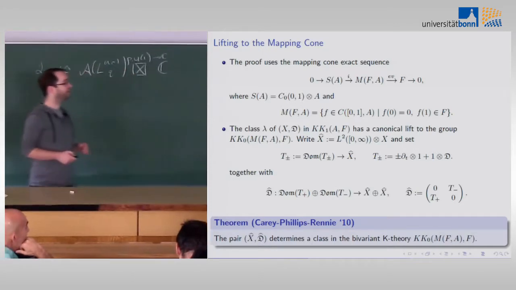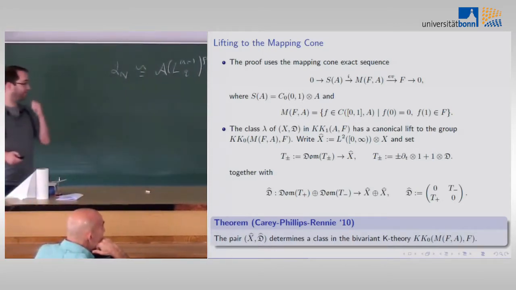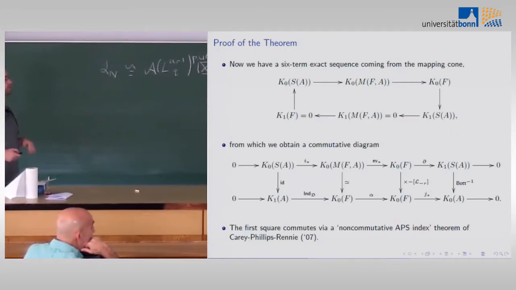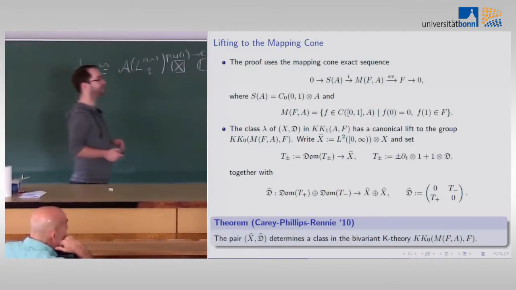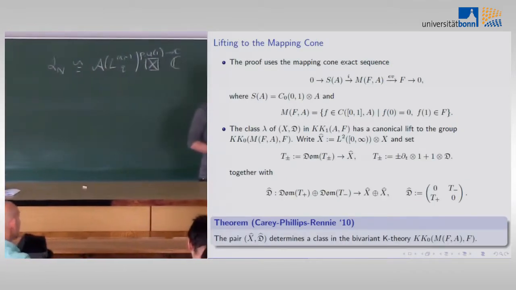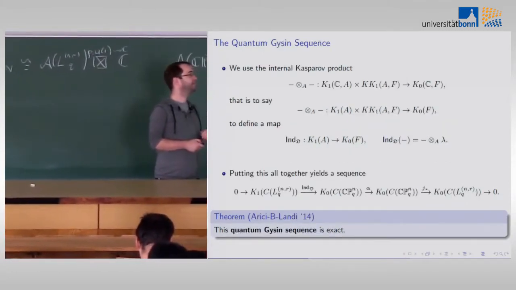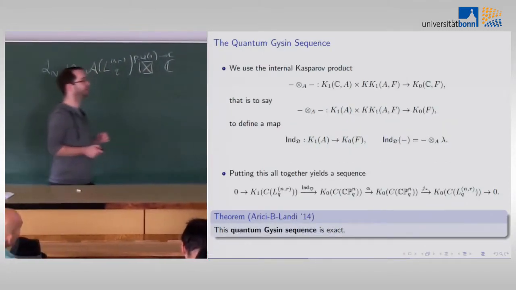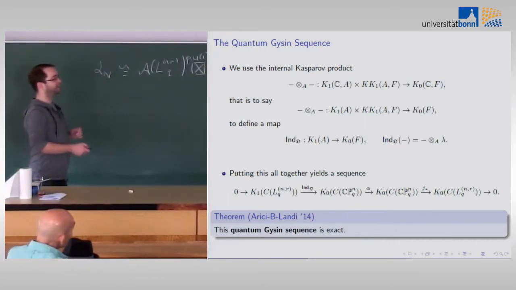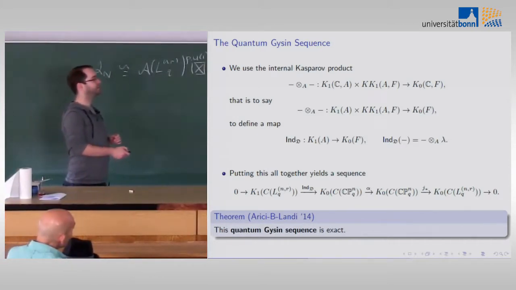But this was really perfect, because this is where the story becomes nice. Well, okay, so I'll say a little bit about the history. So we were trying to prove that this sequence was exact. So this is Francesca and Giovanni and I. We knew that this was an index map.